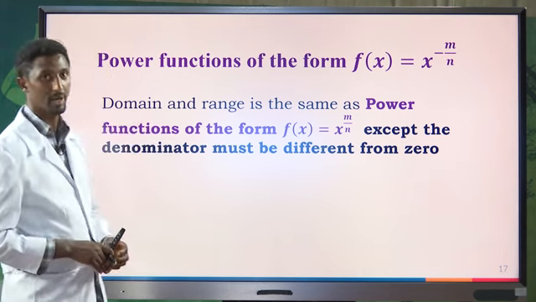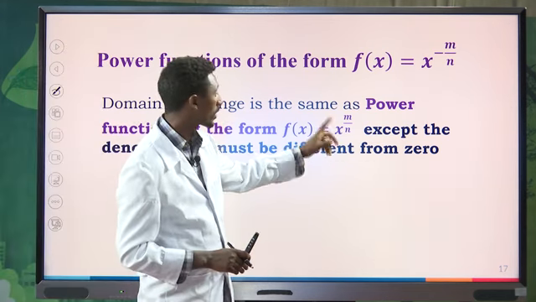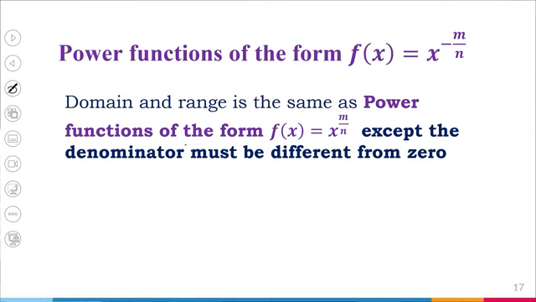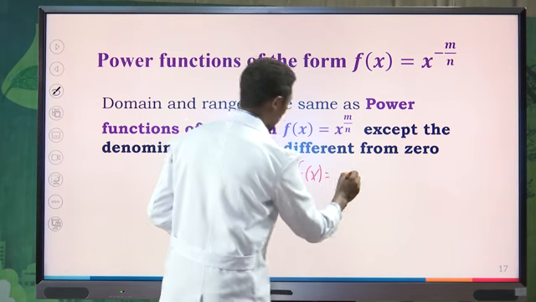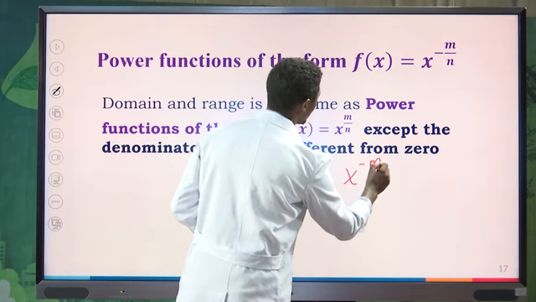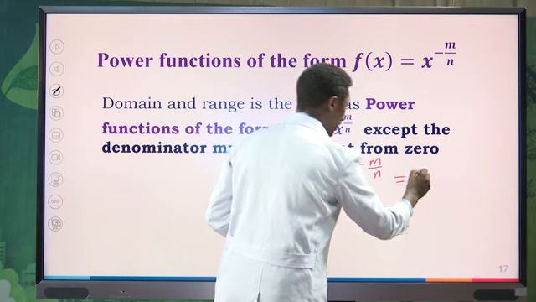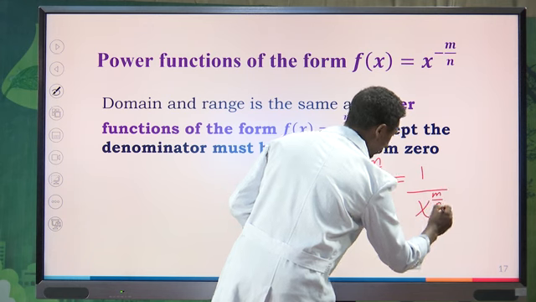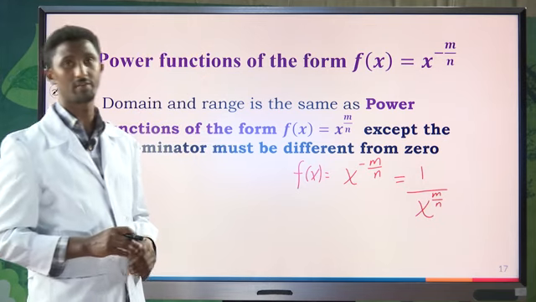Domain and range are the same as a power function of the form f of x equals x to the power of m over n, except the denominator must be different from 0. Because if we have a power function f of x equals x to the power of minus m over n, with a negative exponent, we can rewrite it in this form: 1 over x to the power of m over n. So in this expression, the denominator must be different from 0.